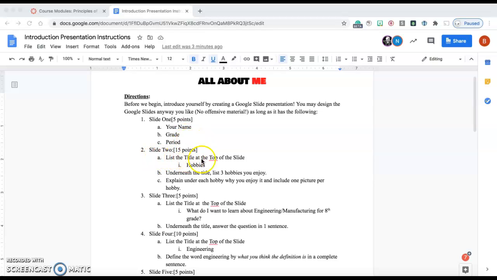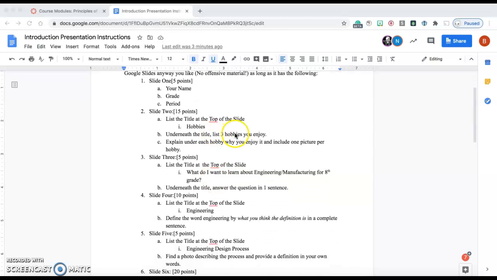The second slide should contain a title at the top of the slide with the title of hobbies. You will then explain under each hobby why you enjoy the hobby. Make sure that you're doing this underneath the 3 pictures that you are going to display, and make sure you list the 3 hobbies that you enjoy.